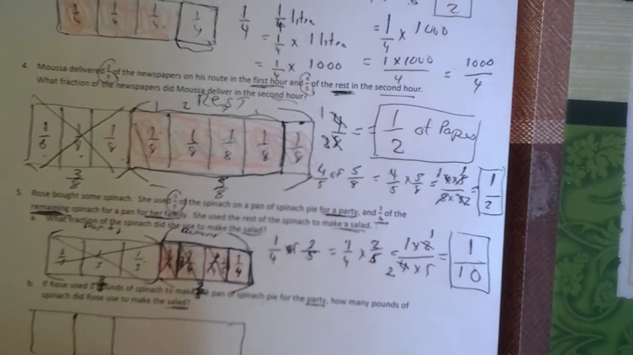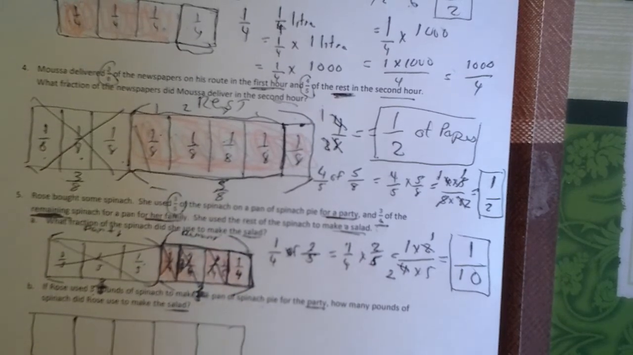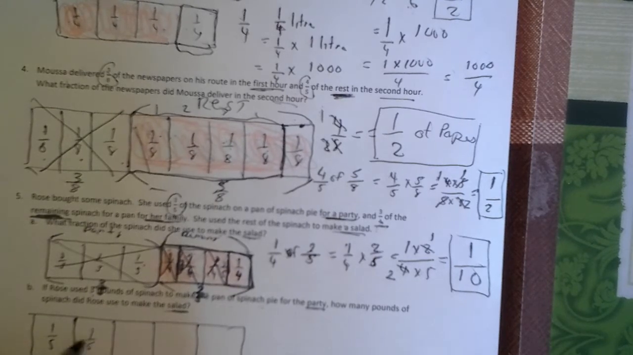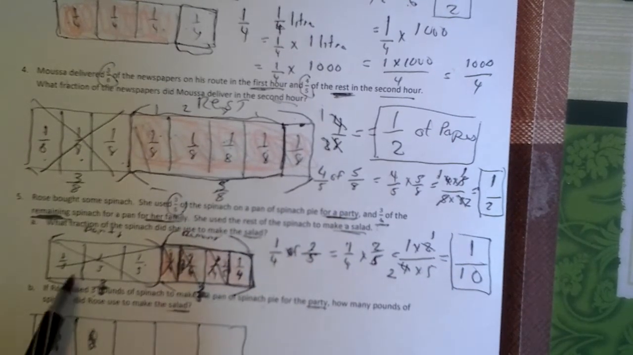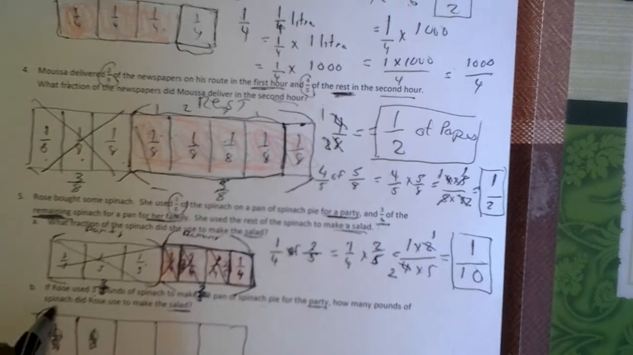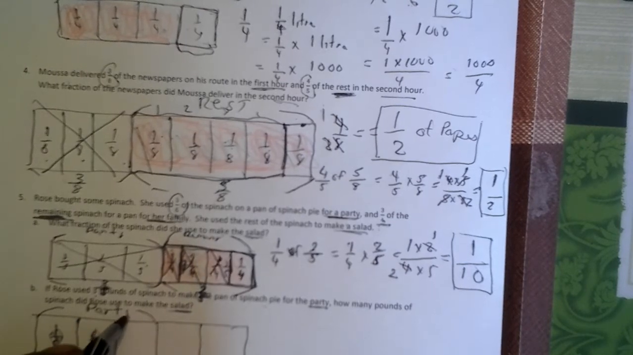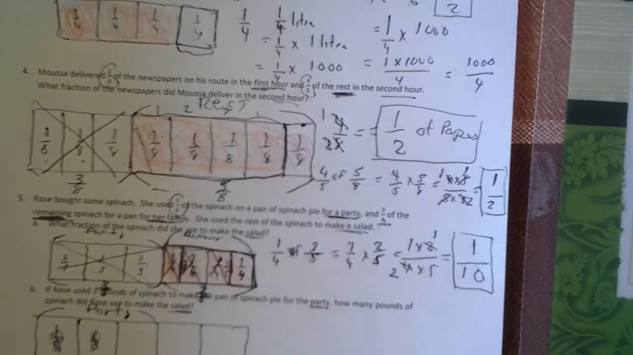Okay, so we have 1, 2, 3, 4, 5. So each one is a 5th. Let's label, how many did she use? She used 3/5. So we use 1, 2, 3, and this is for the party, okay? Very good. So let's look at this. We have 3 pieces. Yes, this is 3/5.